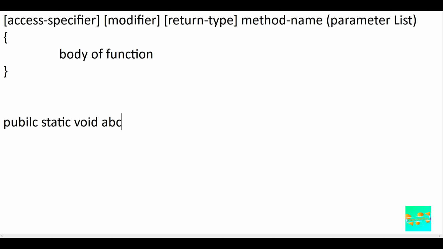Say function name ABC, next the brackets, and within the brackets a parameter list. So the parameter list can be blank or some parameters separated by commas. I am not giving any parameter in this example. And then you need to give these two curly braces, and write whatever you want. That's what the function ABC does. This is the basic function definition in a class.